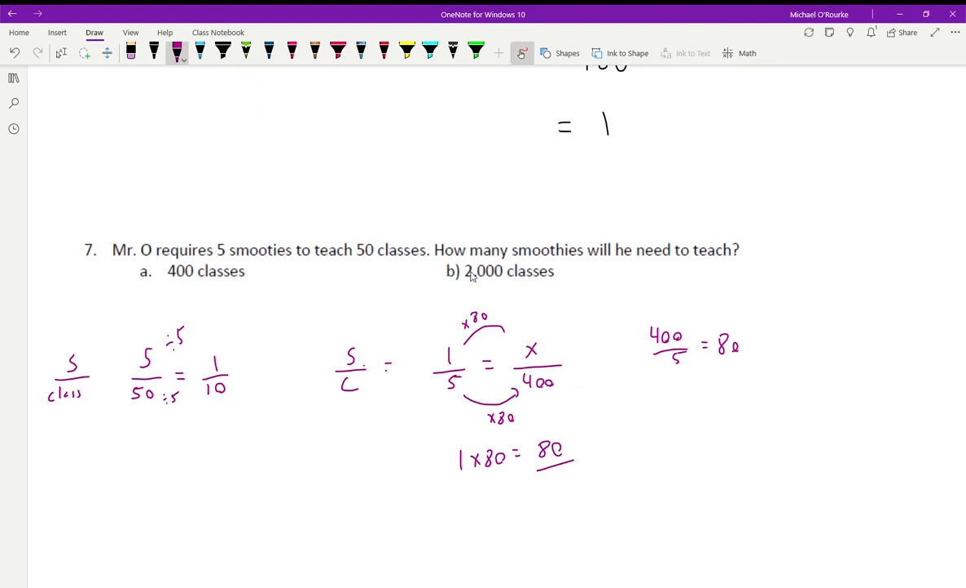And we do the exact same thing with the second one, which would be 1 over 5 equals x over 2,000. So what's 2,000 divided by 5? 400. So I would require 400 smoothies.